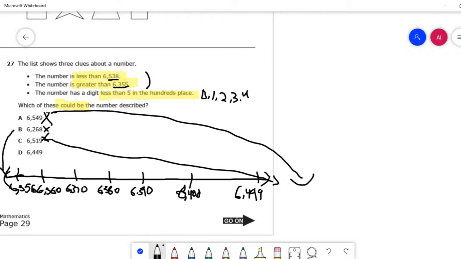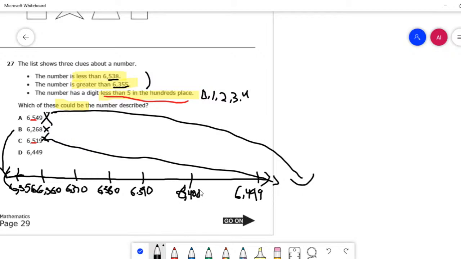Incorrect. And another thing we can look at about these two numbers is that the answer choices A and C have a 5 in the hundreds place. And that's exactly what we said we can't have. It has to be less than 5 in the 100s place. So that's wrong too. And 6,449.